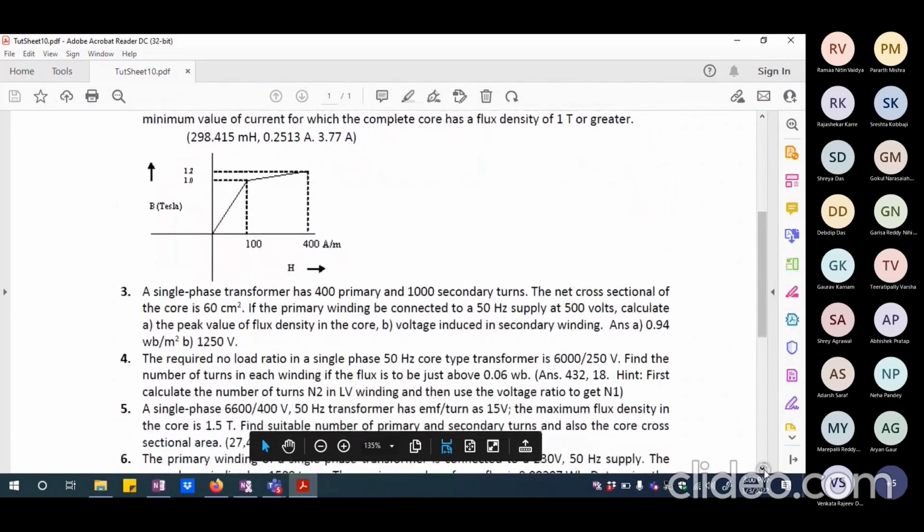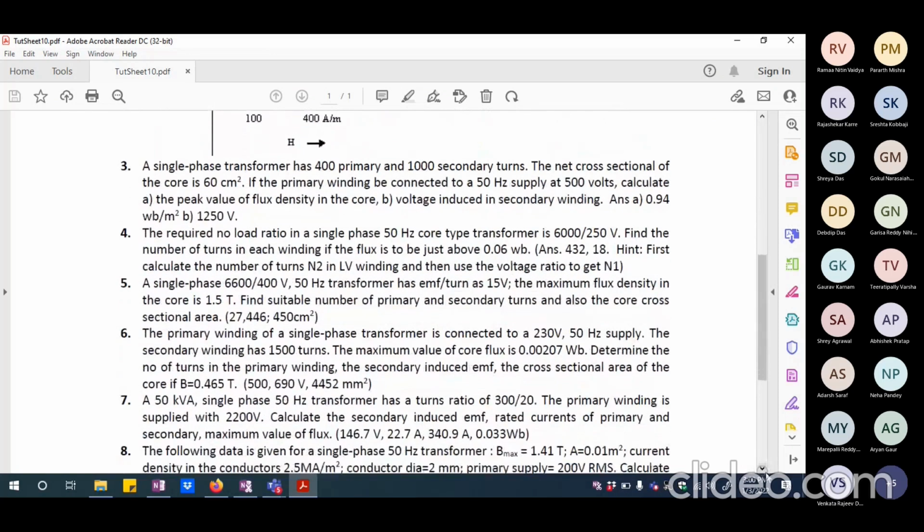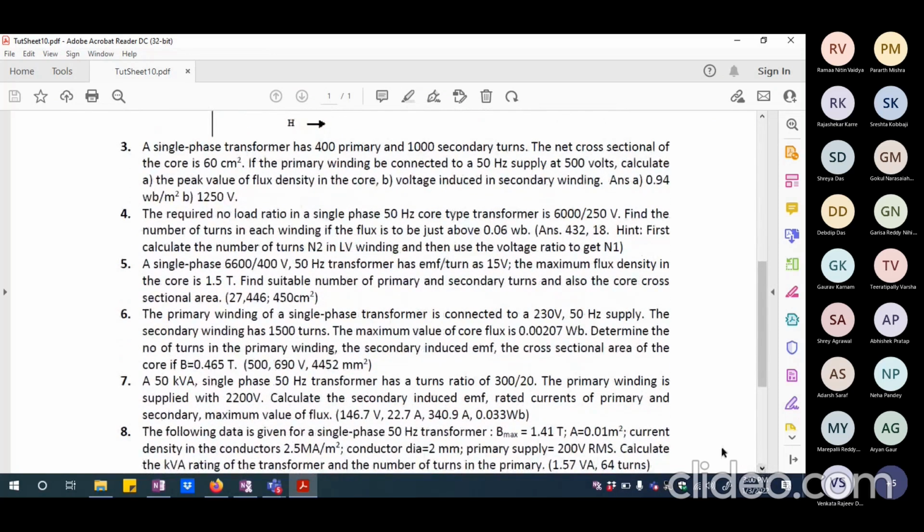Let's try to look at the next problem. So this problem statement goes as follows. A single phase transformer has 400 primary and 1000 secondary turns. The net cross-sectional area of the core is 60 centimeters square. The primary winding is connected to a 50 Hz supply at 500 volts. Calculate the peak value of flux density in the core and the voltage induced in the secondary winding. These are the two things that are being asked.